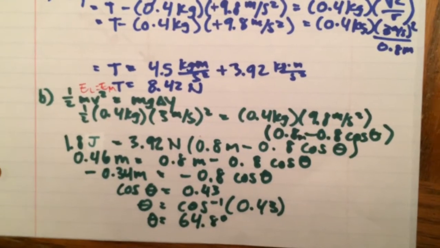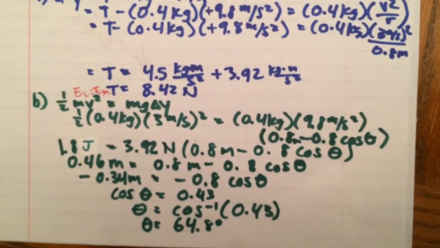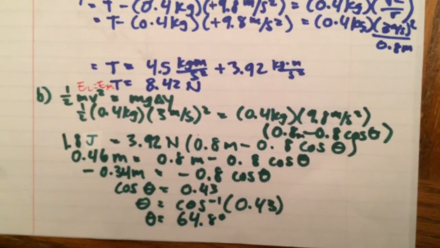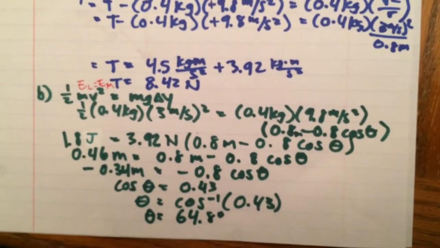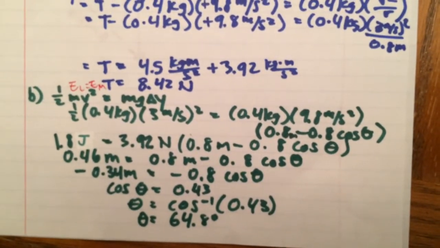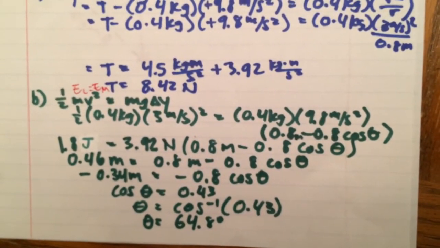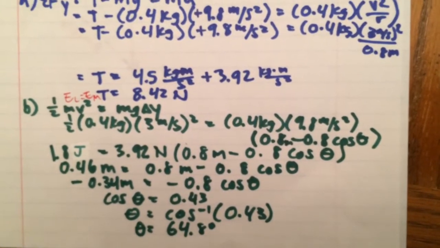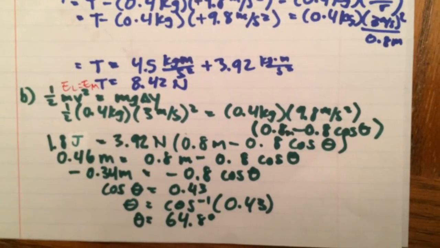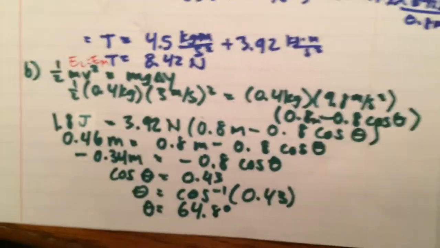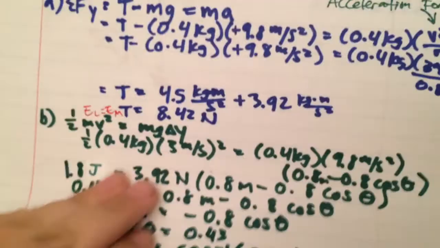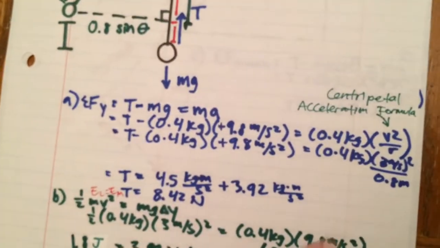So kinetic energy equals potential energy: 1/2 mv squared equals mgy. Plug in the values; like I said, y will be 0.8 meters minus 0.8 meters cosine theta. Then we'll just solve for theta because it's our only unknown. And you should get about 64.8 degrees. Now we can move on to part C.